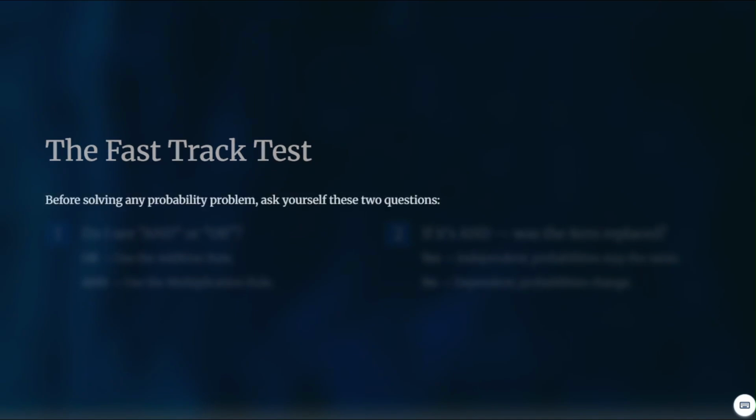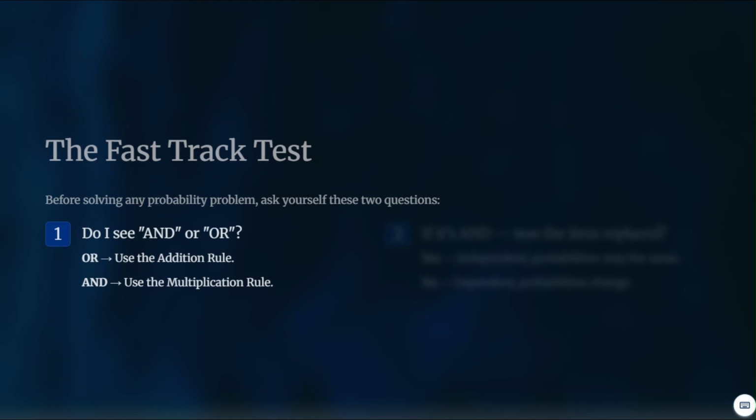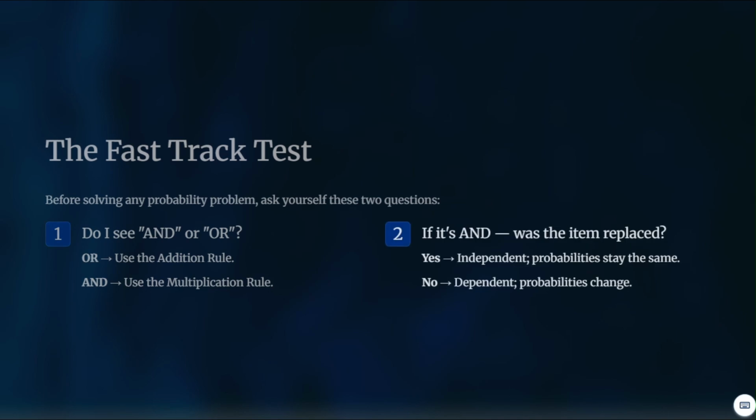Here's the fast track test. Before solving any probability problem, ask yourself these 2 questions. Do I see "and" or "or"? If it's "or", use the addition rule. If it's "and", use the multiplication rule. If it's "and", the question is, was the item replaced? If yes, the events are independent, the probabilities stay the same. But if no, the events are dependent and the probabilities change. These 2 questions will help you choose the correct probability rule almost every time.